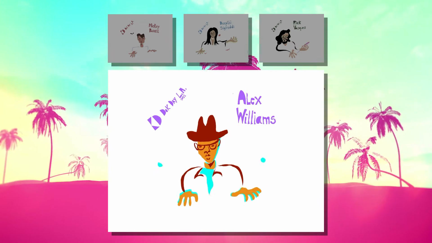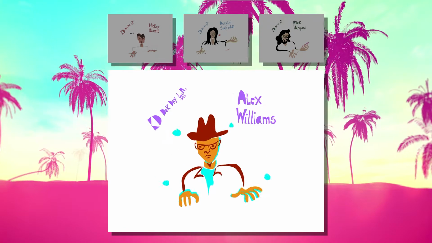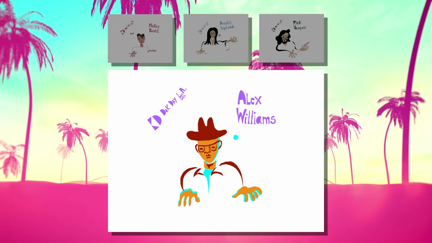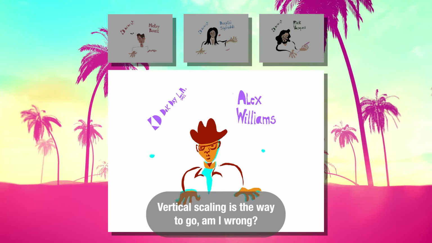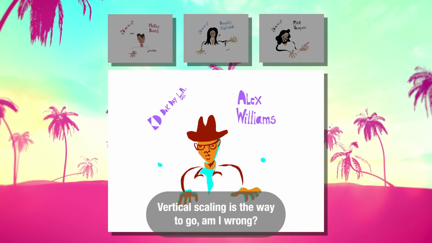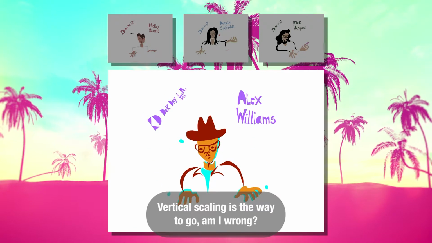Mickey, sounds like they were singing your tune. It's like, wait a second, what are you doing here in this group? Horizontal scaling? I mean, vertical is the way to go as far as Oracle's concerned. So, am I wrong?